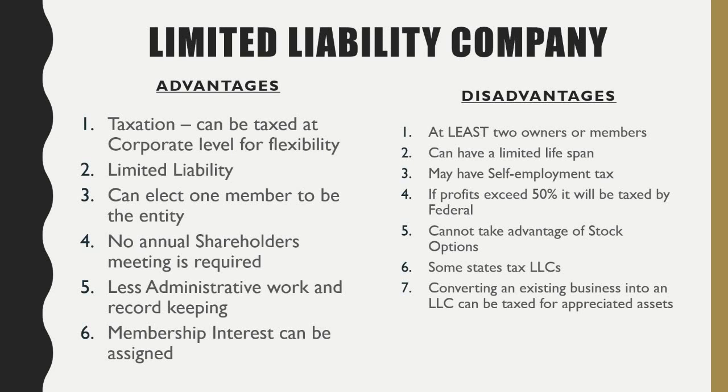Number 4, if profits exceed 50%, it will be taxed by the federal government. Limited liability companies generally are not supposed to make that much money, but if it does exceed more than 50%, then it will be taxed. We talked about the personal income tax. This is when you get profits, and usually profits are taxable. So if it does exceed 50%, it will be taxed.